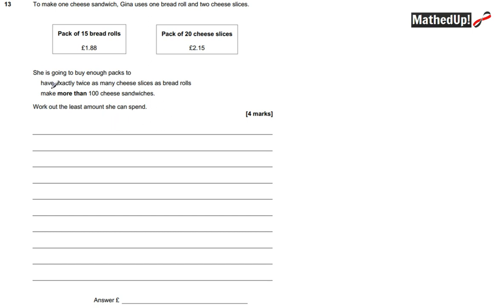So let's concentrate on this first part at the moment. She needs to have exactly twice as many cheese slices as bread rolls. So if she has 15 bread rolls, she would need to have 30 cheese slices. But as we can see, they only come in packs of 20, so she can't actually buy 30 cheese slices. So that's not going to work.